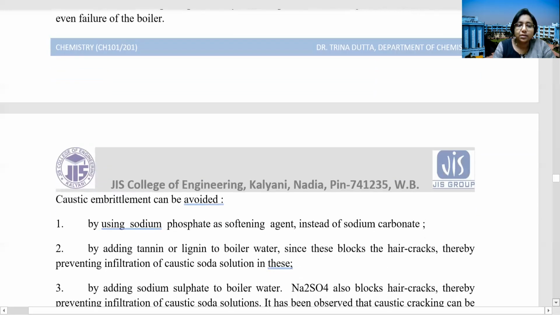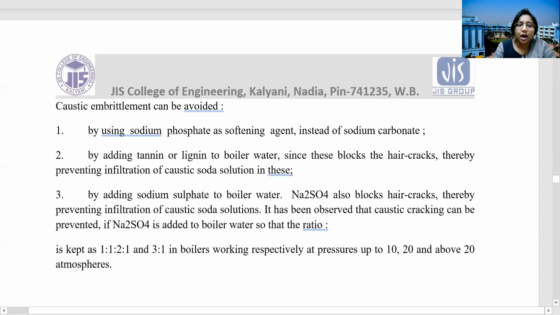So next is how we can avoid caustic embrittlement, like using sodium phosphate as a softening agent. That means instead of soda, we can use any other reagent for the softening purpose.